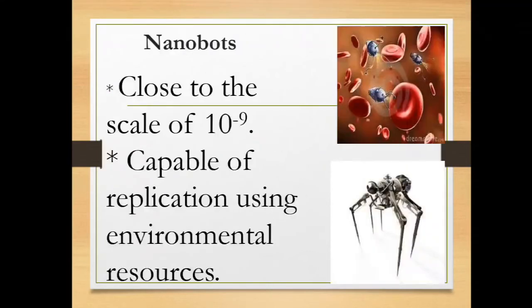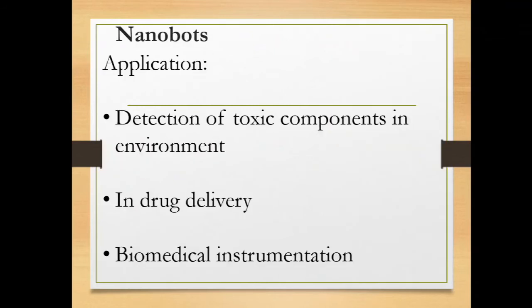Then we have the nanobots, close to the scale of 10 to the negative 9. Nanobots of 1.5 nanometers across are capable of counting specific molecules in a chemical sample. Usually, these are capable of replication using environmental resources. What are the applications? Detection of toxic components in the environment, drug delivery, and biomedical instrumentation, wherein they are also used in the field of medicine.